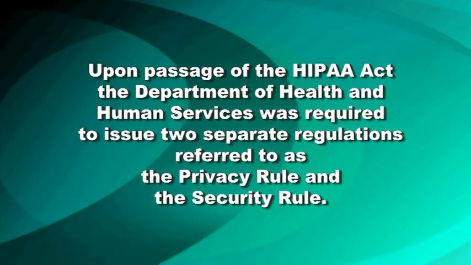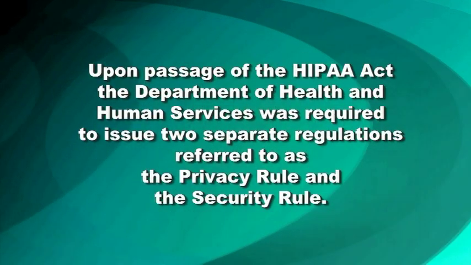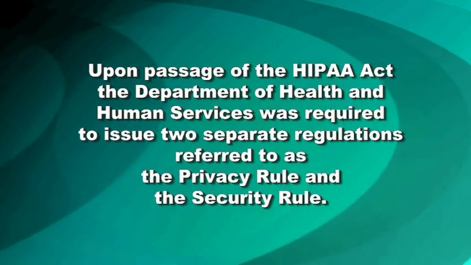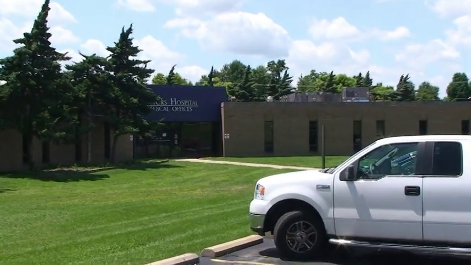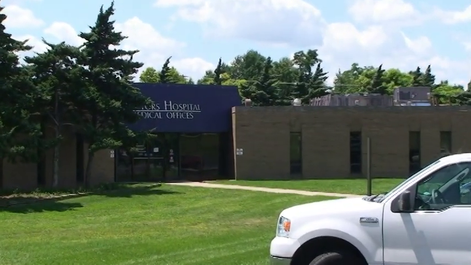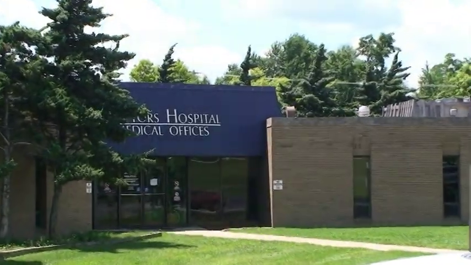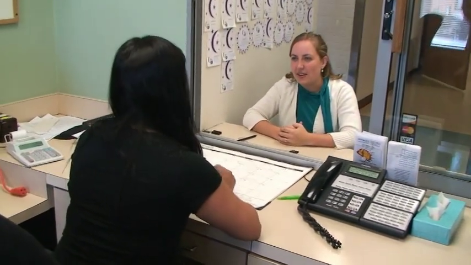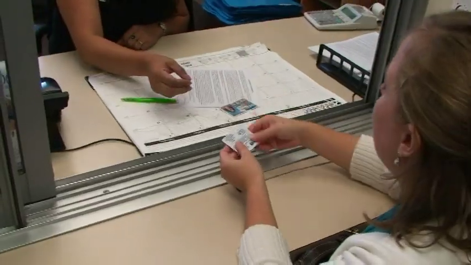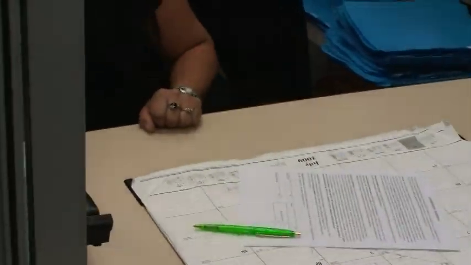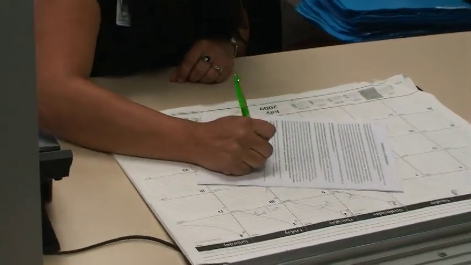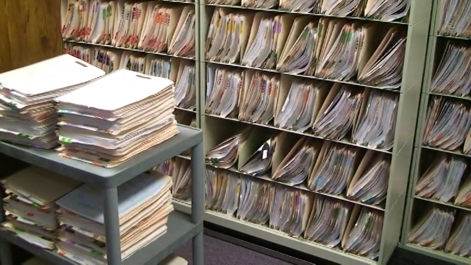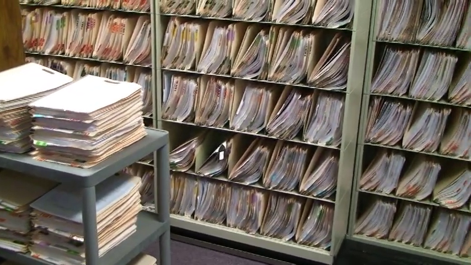Upon passage of the HIPAA Act, the Department of Health and Human Services was required to issue two separate regulations referred to as the Privacy Rule and the Security Rule. These regulations require healthcare organizations to adopt processes and procedures to ensure the highest degree of patient confidentiality. These processes include administrative, physical, and technical safeguards to ensure that medical information is stored, transmitted, and received in a safe and secure manner. HIPAA regulations cover a broad scope and impact virtually every department of every entity that has access to personal health information.